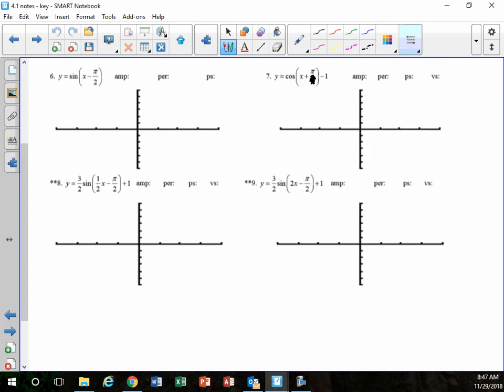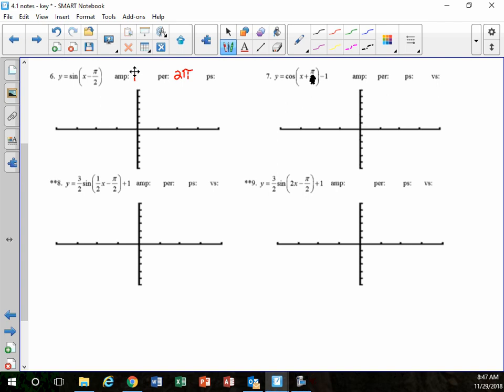All right, if you look at this equation, y equals sine of x minus pi over 2. Did anything change the amplitude? No, it's still just 1. What about the period? Is there anything changing the period? No, no coefficient on x, right? Okay, so the period is still 2 pi.